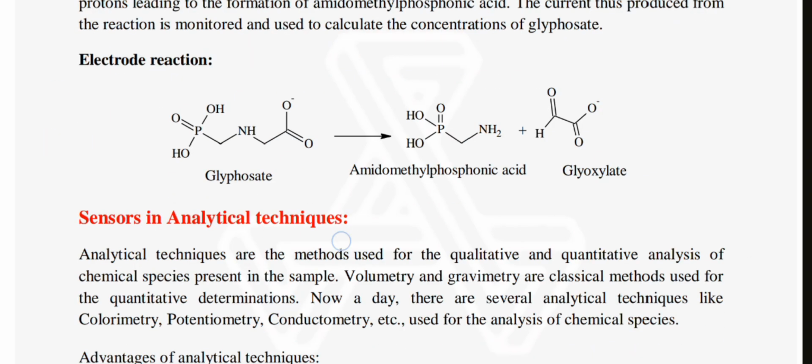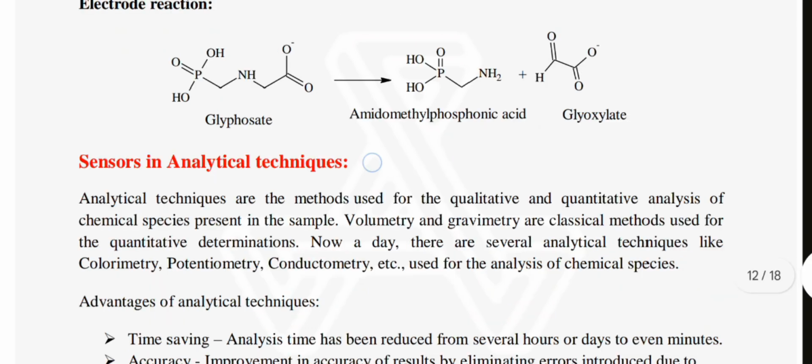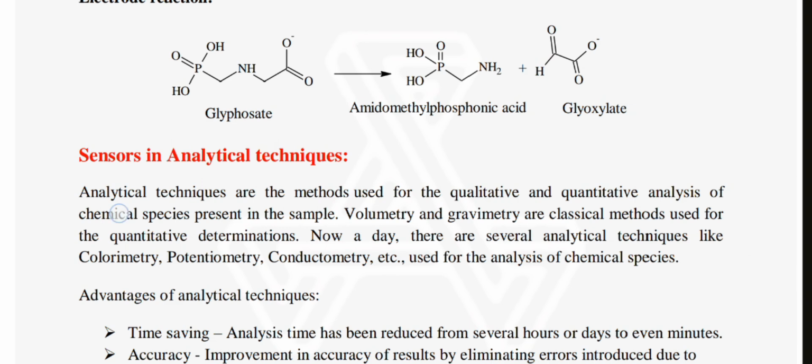Sensors and analytical techniques. Analytical techniques are the methods used for the qualitative and quantitative analysis of chemical species present in a sample. Volumetry and gravimetry are classical methods used for quantitative determinations. Nowadays, there are several analytical techniques like colorimetry, potentiometry, conductometry, etc. used for the analysis of chemical species.